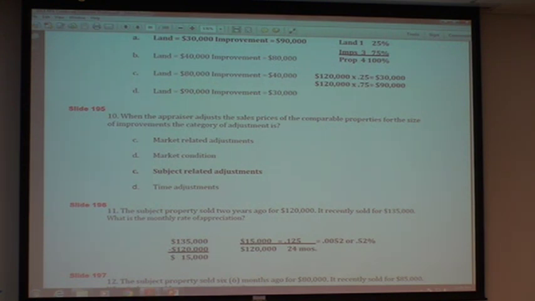It could have easily said, what is the annual rate? That would have been 0.125 divided by 2 for the annual, okay? Work number 12 there. Get through 12, go to 13, you're gonna love 13. It does give you the adjustments.